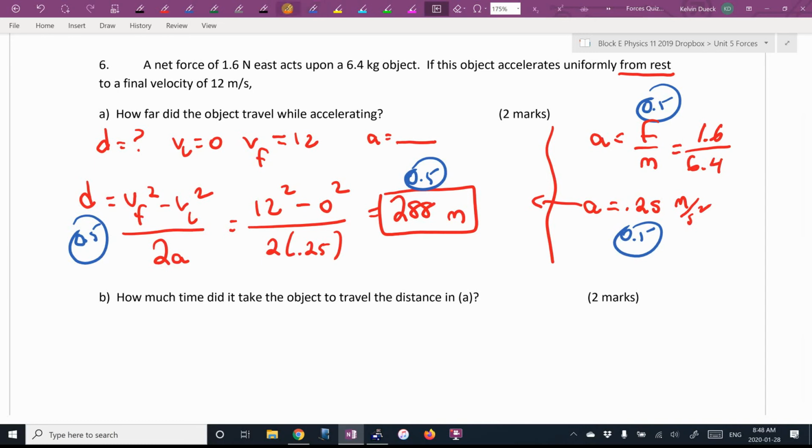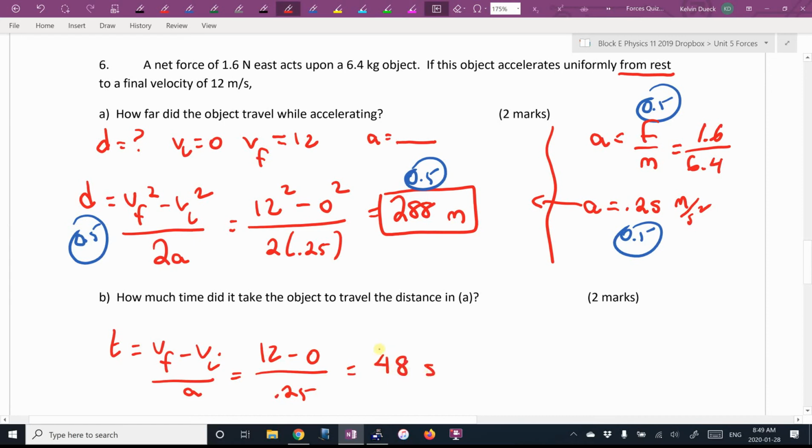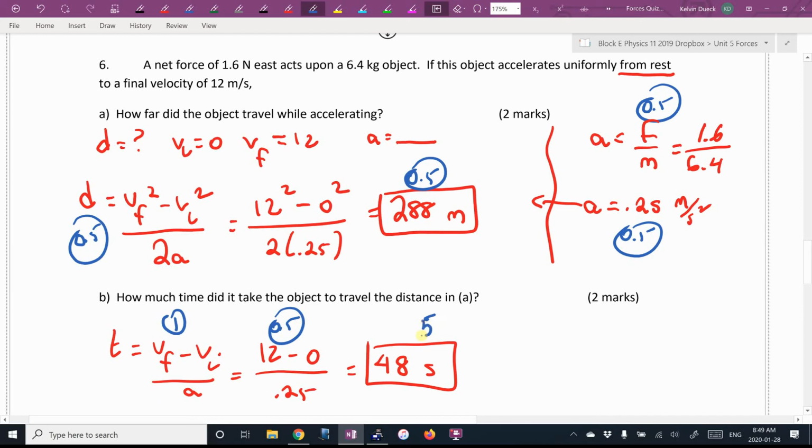Now they want me to find time. I think I'm going to go t equals vf minus vi over a. vf equals vi plus at, and I rewrote it. It's going to be 12 minus 0 all over 0.25, which is 48 seconds, yes? 2 marks for that, so I'd probably go 1 mark for that, half mark for the numbers, and a half mark for the answer. That's a really messy 5, even more messy than normal.